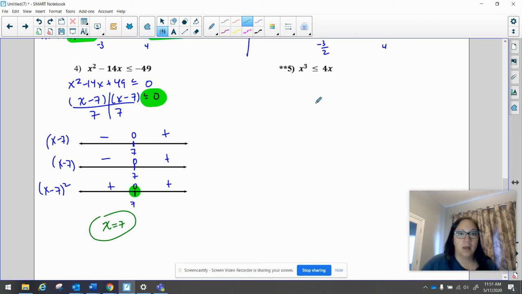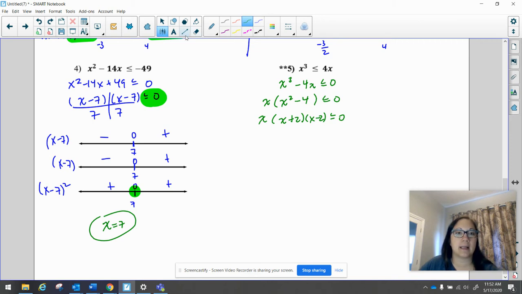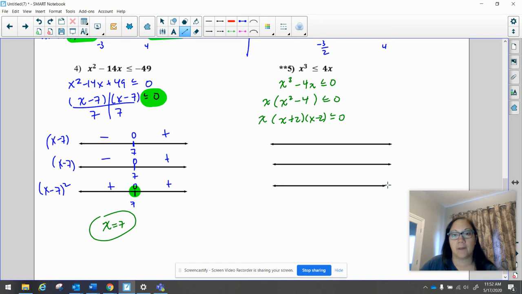Okay, looking at number 5, it's got a few stars just because it's a little bit outside the box, a little bit different, but let's try it out. So this time we're noticing right away we have a cube, which is a little bit funny. I'm going to move my 4x over and set the right side to 0. I do have a GCF, but then I'm able to factor that as a difference of squares. So what this tells me is I now need 4 lines to analyze something like this. I have 3 factors and then the product of all the factors.